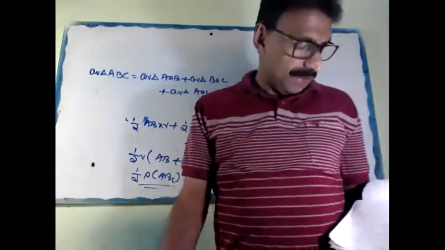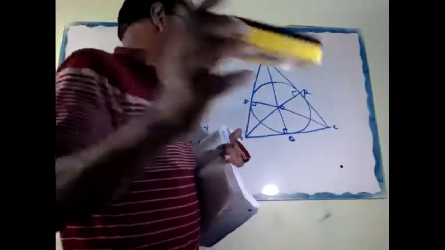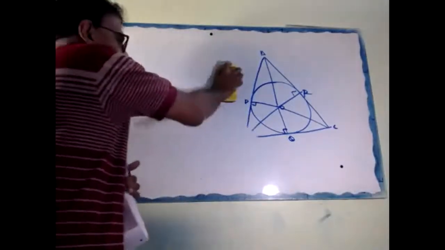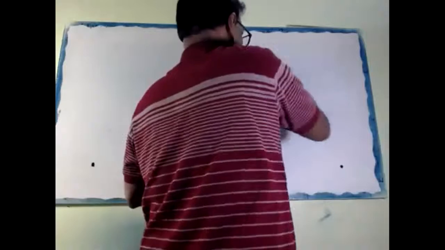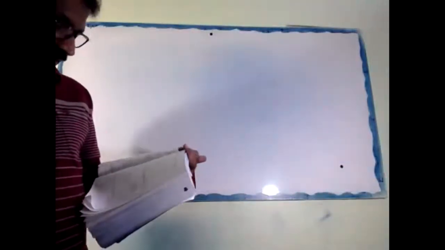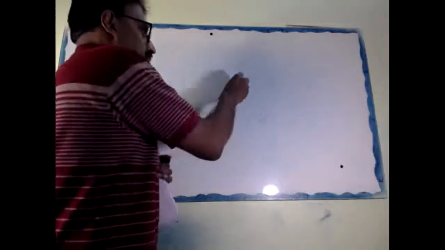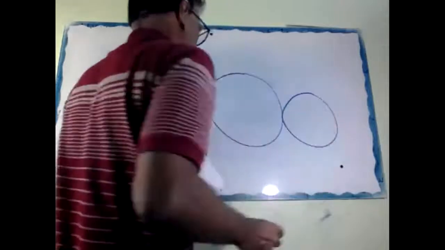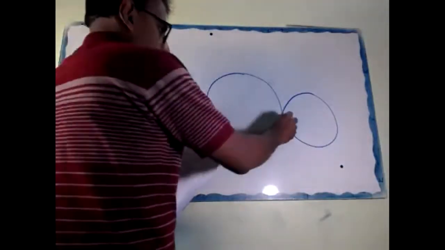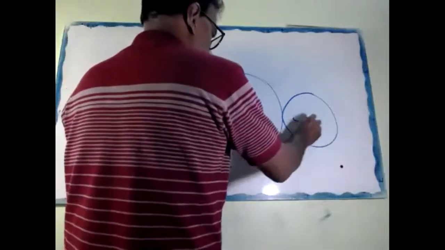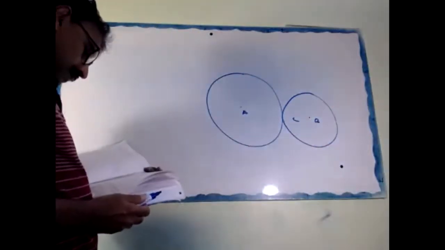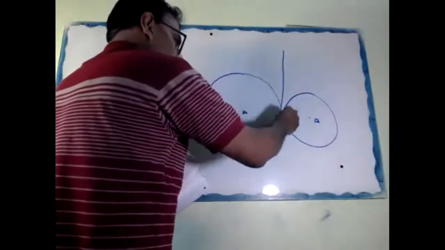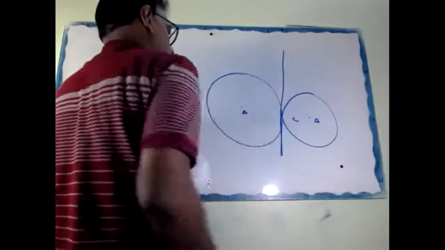Two circles touch each other at the point C. Here is C, this is A, here is B. Prove that the common tangent to the circles at C bisects the common tangent. This is the common tangent at C.